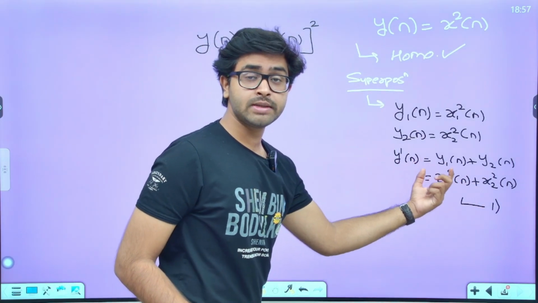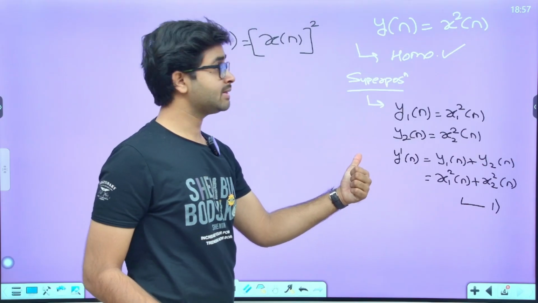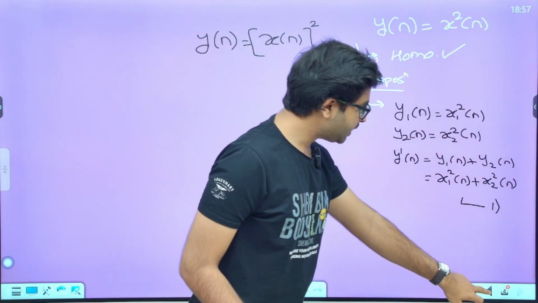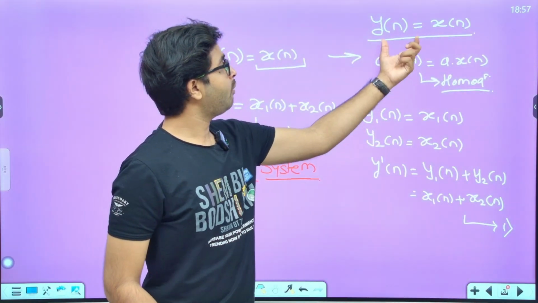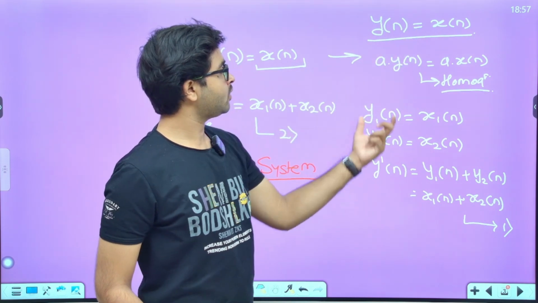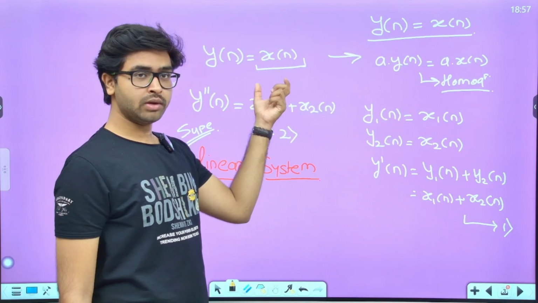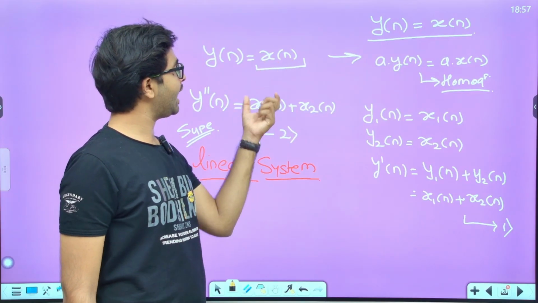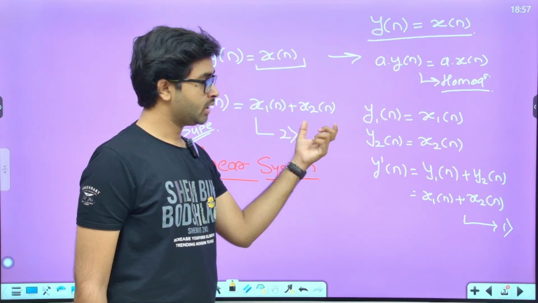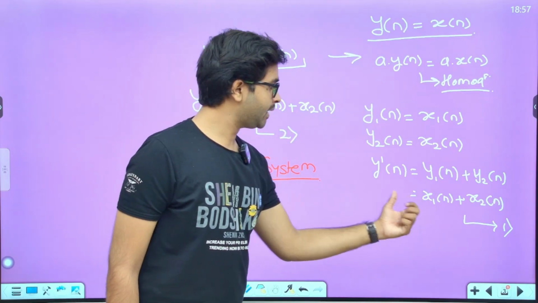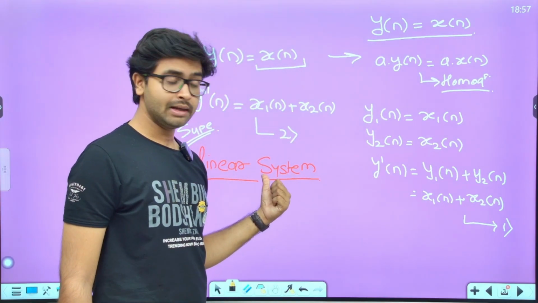Both equations must be similar, then only I can say this is a linear system. The similar part is done here: by doing y1 plus y2, I got x1 plus x2, and here only the x of n was there. Instead of x of n, I place x1 plus x2. So both the equations are the same, hence this system comes out to be linear.